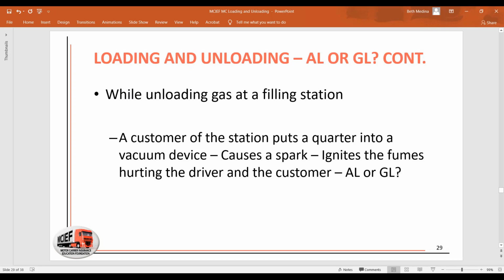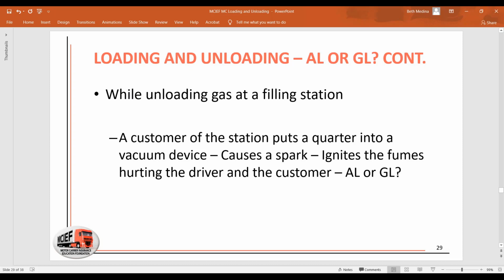If we're unloading the gas into a diesel tank and we damage the items in the diesel tank, the gas that's in the diesel tank, then that is auto. But once we pump the gas out that was in the diesel tank, and we have damaged the pump, and now the public's using it, then that becomes GL.